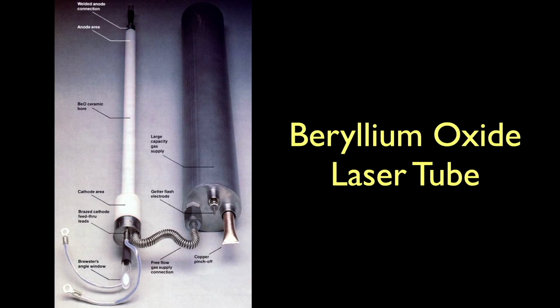These lasers typically use 10,000 watts to produce the plasma inside the tube, but only output 1 watt of light. That means the cooling system must remove 9,999 watts of heat. The high heat conductivity of beryllium oxide makes efficient heat transfer possible.